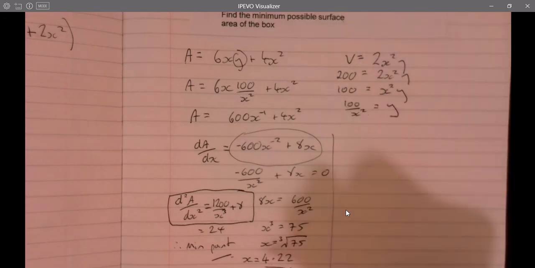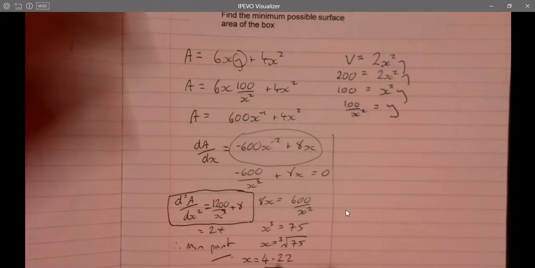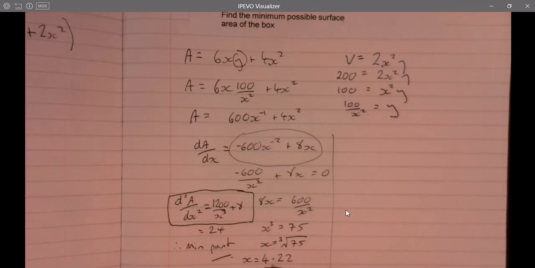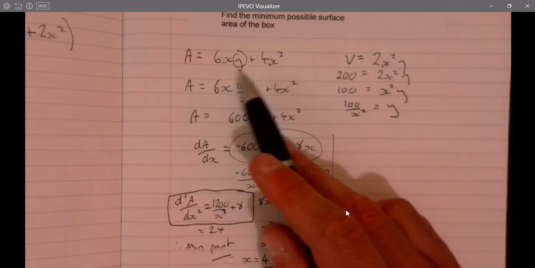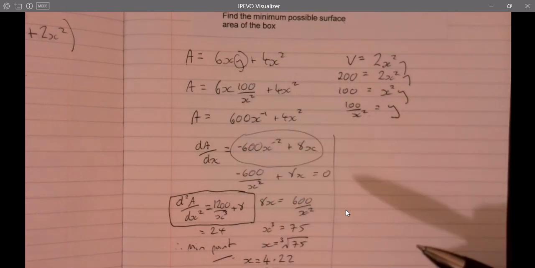Right, great. Find the minimum possible area of the box. So take your 4.22 at this stage, and then all we're going to do is pop that back up to the top, and we can find out what the minimum possible surface area is. Don't forget to do that last bit of the question. I'll let you do that bit.